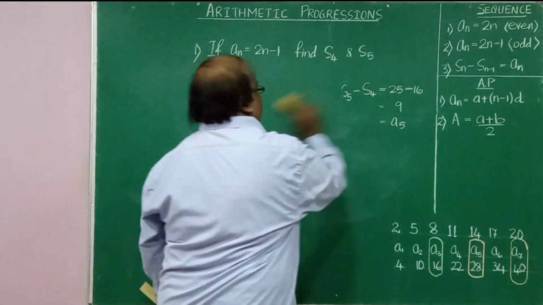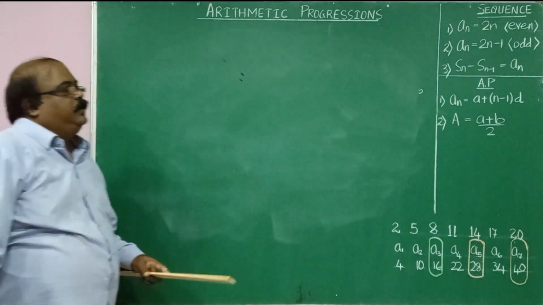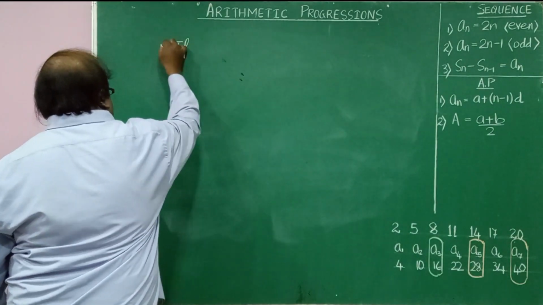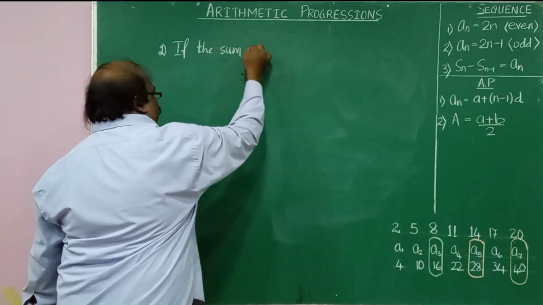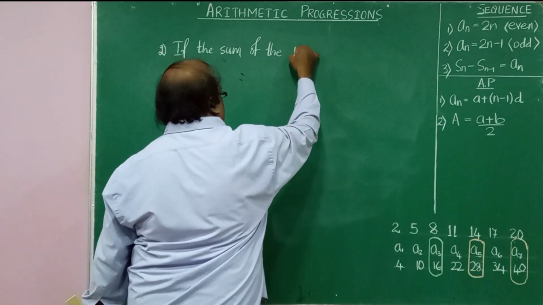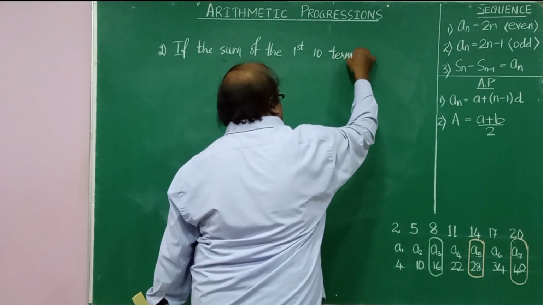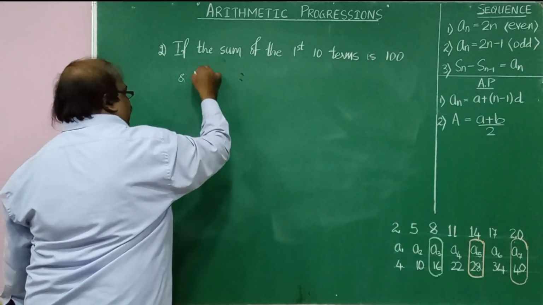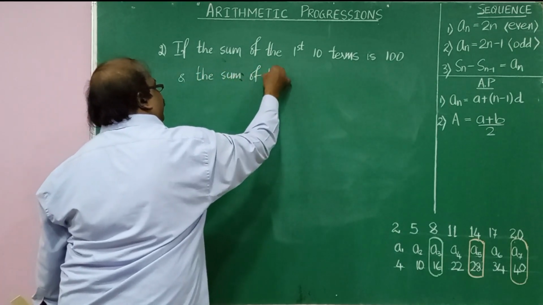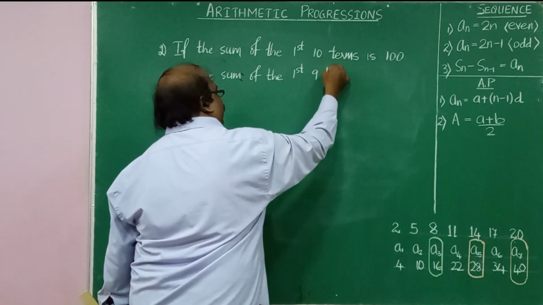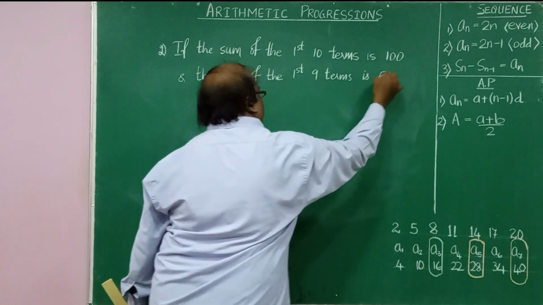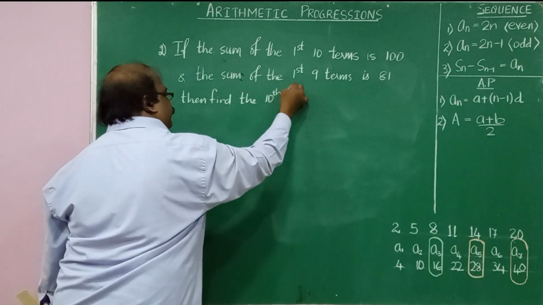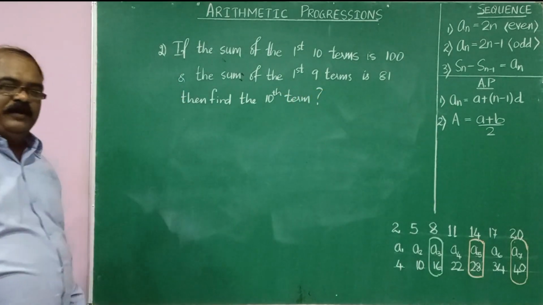If I give you another sum of the same type: if the sum of the first 10 terms of a given sequence is 100 and the sum of the first 9 terms is 81, then find the 10th term. It's an objective question asked in the examination.